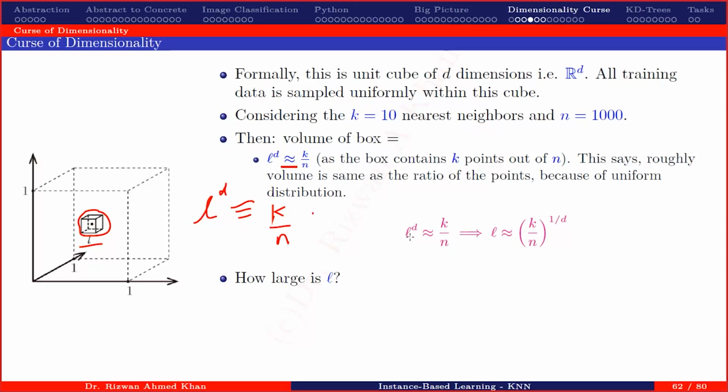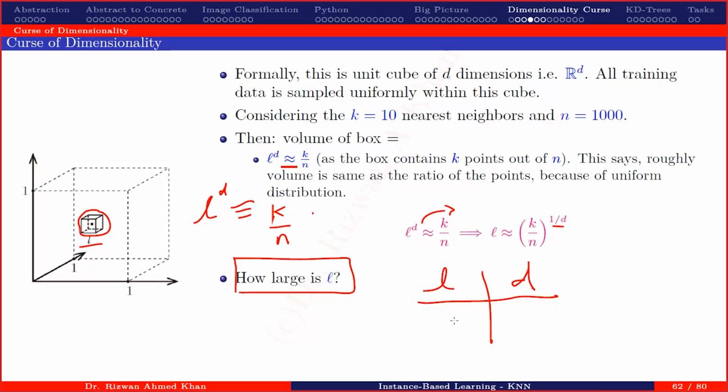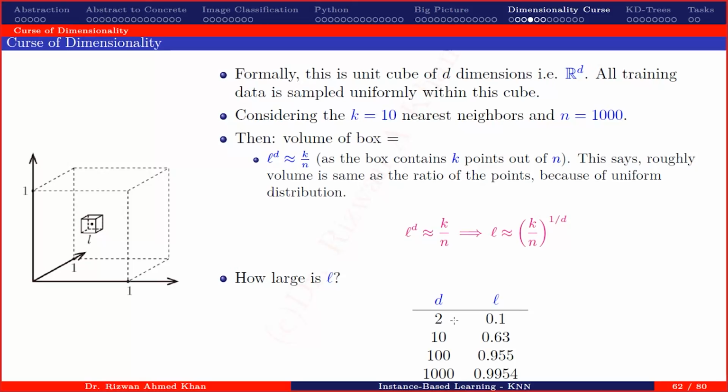and if we just simplify L to the power d equals k over n, we'll get this. If we just take the d-th root, the d will go away and L equals k over n to the power 1 over d, right? Just simple calculus. And now we can calculate how large this L would be if we change the value of d, right? So we have L and we have d. We can just put in values of d and find L. And here is the shocker. If we take two dimensions, then L is 0.1.